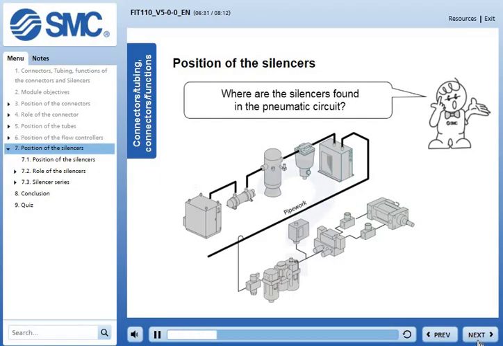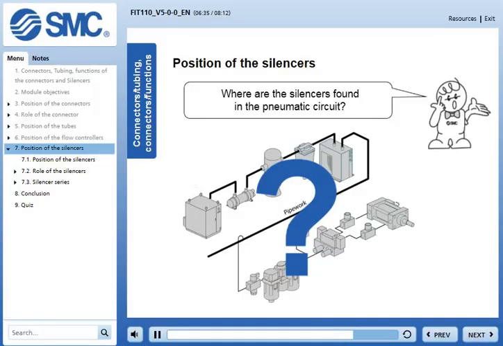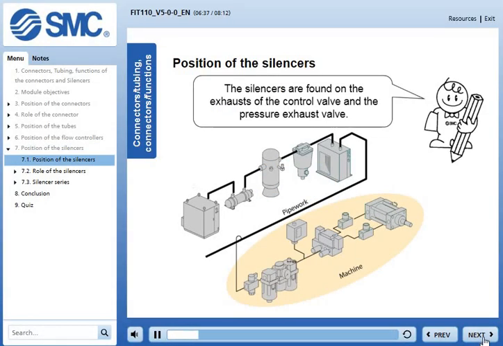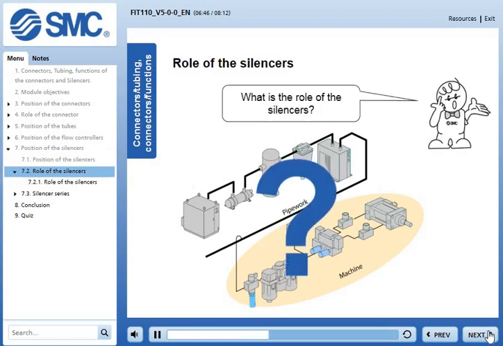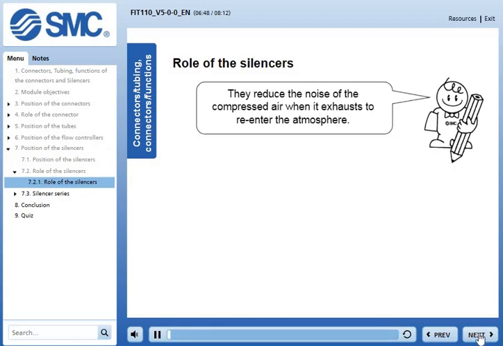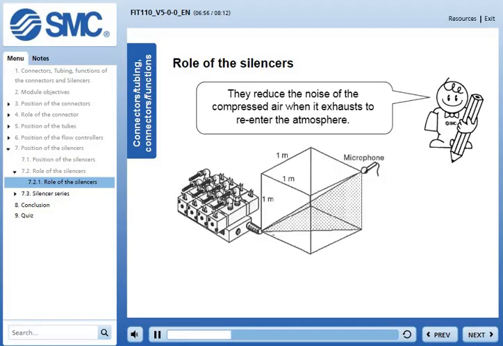We're going to finish this module with the silencers. Where are they found in the pneumatic circuit? The silencers are found on the exhausts of the control valve and the manual pressure exhaust valve. What is the role of the silencers? The role of the silencers is to reduce the noise of the compressed air when it exhausts to re-enter the atmosphere. Without a silencer, the noise of the exhausting air can exceed 100 decibels.